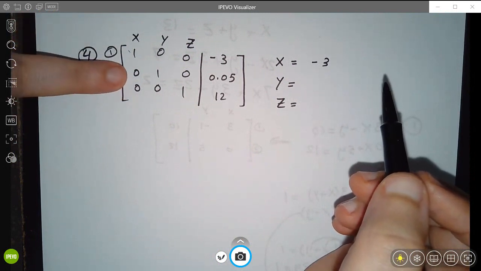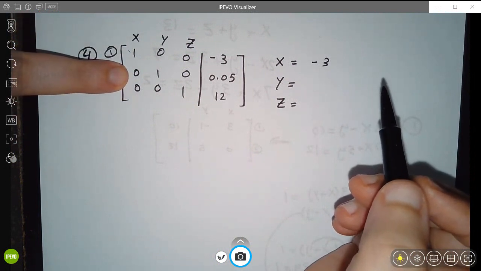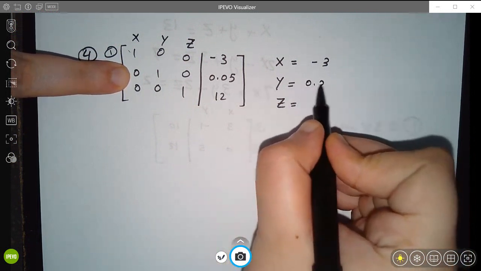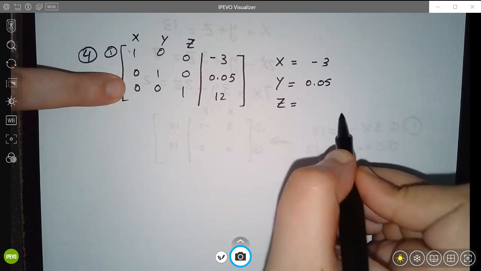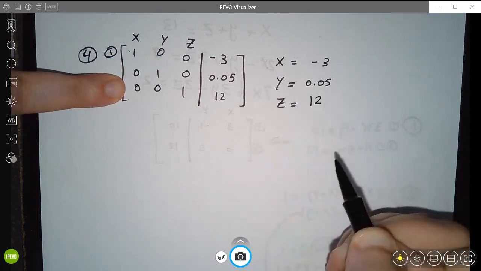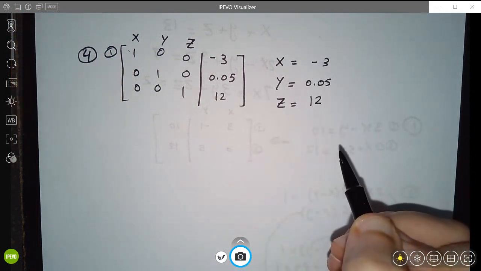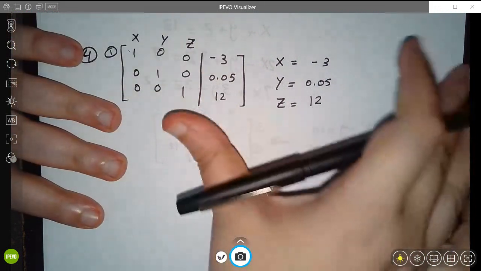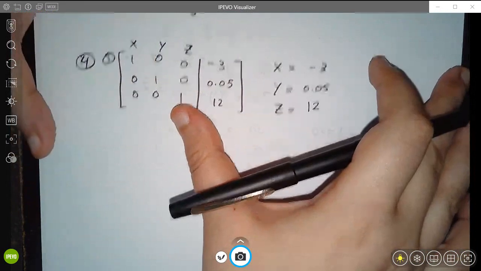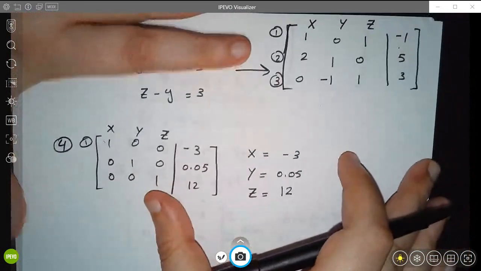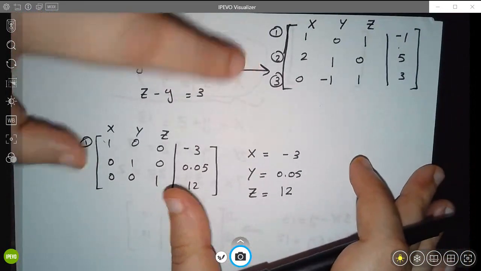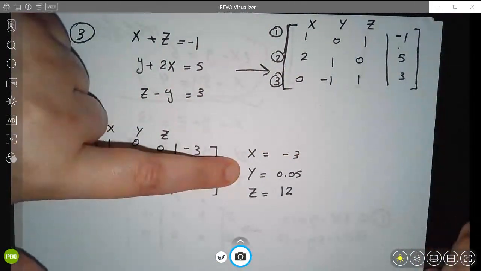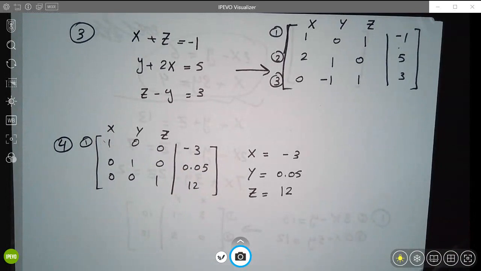What about this one? Y is the only thing there. So what is y? Again, that's the answer, 0.05. And z is 12. All right? So the goal when you're working out a matrix is that after you write it like this, solve it and turn it into this, you find what x, y, and z are.